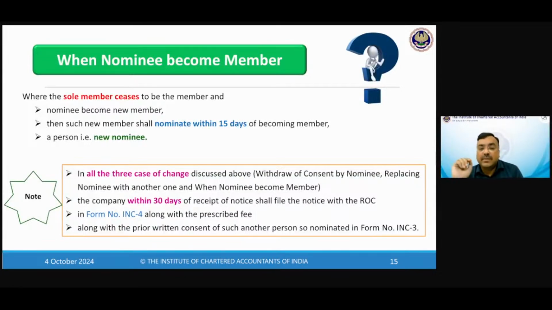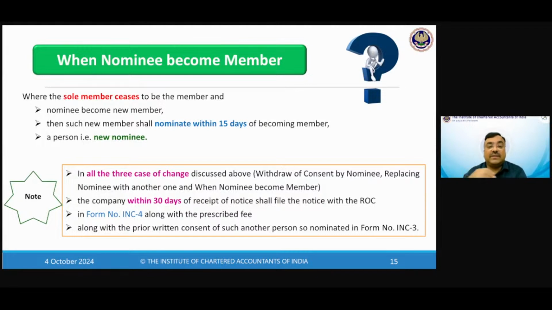Now he becomes the member. When the sole member ceases to be a member and the nominee becomes the new member, then such new member shall nominate, within 15 days of becoming a member, a person as the new nominee. ठीक है, 15, अब आप मेंबर बन गए, आपका टाइम में 15 का 15 में नया आदमी अपॉइंट कर लो.